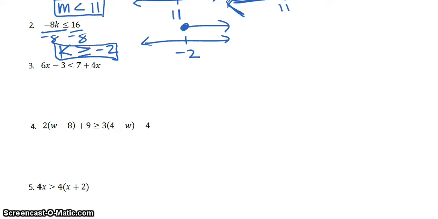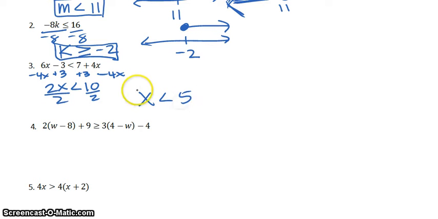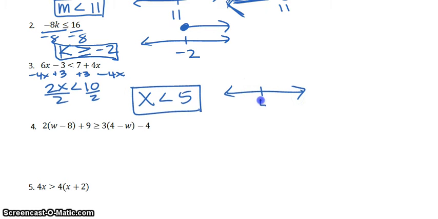So I'm going to bring the variables to the left, numbers to the right. I'm going to add 3, and in the same step, subtract 4x. I added 3, so that's going to be 10 on this side, and then I'm subtracting 4x. So that's going to be 2x, divide by 2, so x is less than 5. Therefore, I'm going to graph it at 5, and we're going to open circle to the left for that.